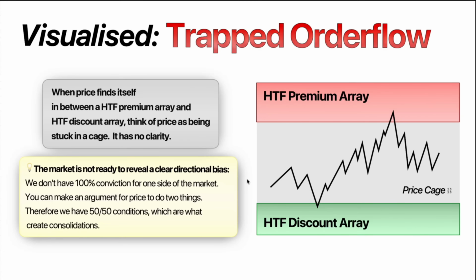So when price finds itself in between a higher time frame premium array and a higher time frame discount array, think of price as being stuck in a cage. It has no clarity. There is both a reason to go higher and a reason to go lower. We don't have 100% conviction for a one-sided idea. You can create an argument for price to do two different things. Therefore, if there's two different things price can do, we have 50-50 conditions. And when we have 50-50 conditions, those are what create consolidations and sideways movement. It's more likely we chop back and forth inside of a range, which is not where we want to be trading in. These are those low probability conditions that we aim to avoid.